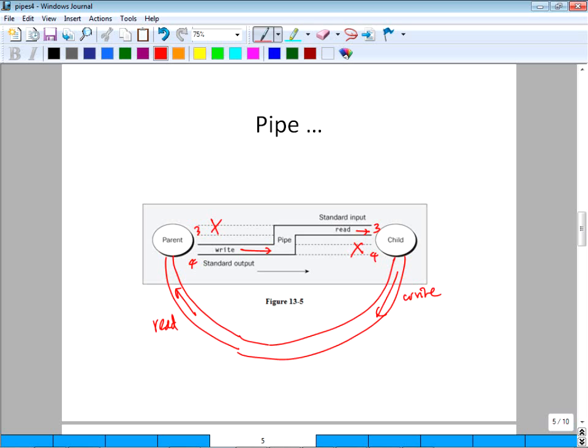These are all OS calls. Read and write are OS calls, right? Operating system level. So let's say the parent writes something and it immediately invokes the read. If the child hasn't written anything, it will wait. So the operating system will make the process wait. It will throw it out of the CPU and wait efficiently, just like a semaphore.